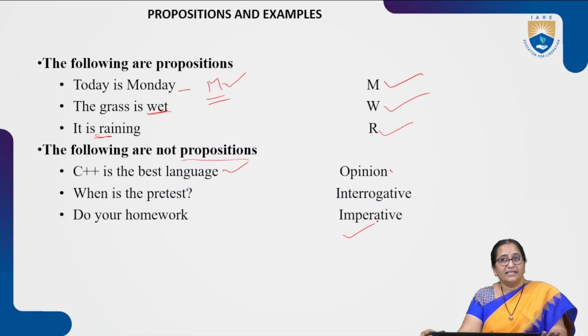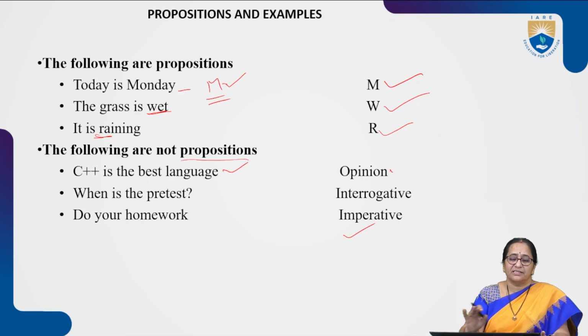Sentences which have opinions, interrogative or imperative forms are all not propositions. So a proposition is one statement that we define, which is either true or false. Just like the examples: today is Monday. Yes, that is one declarative sentence. We are not sure whether today is Monday or not, it is either true or false, but it is one statement. The grass is wet. We are not sure whether the grass is wet or dry, but we declared it. So that is one proposition.